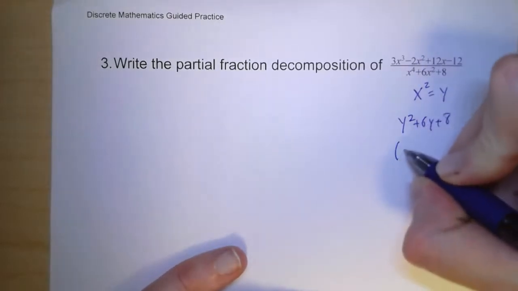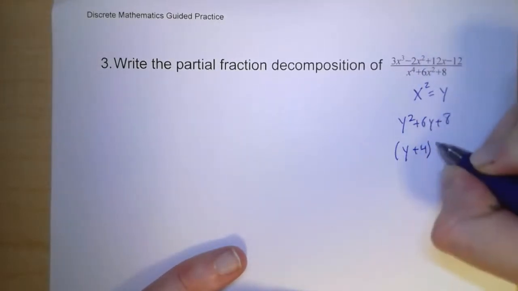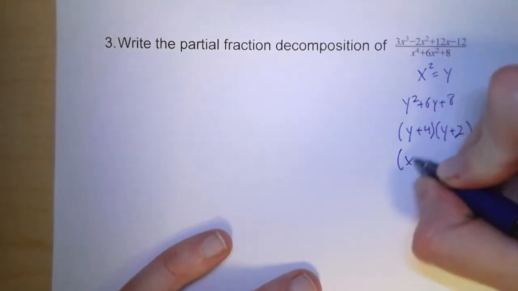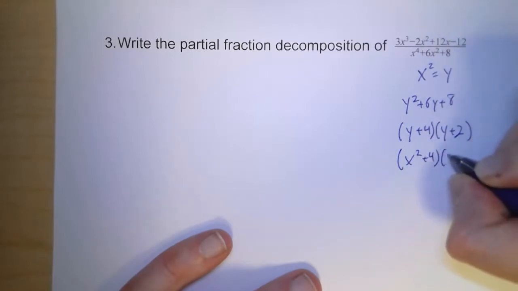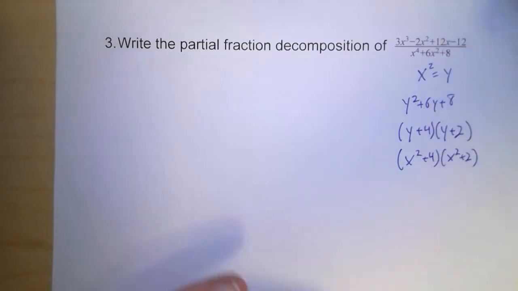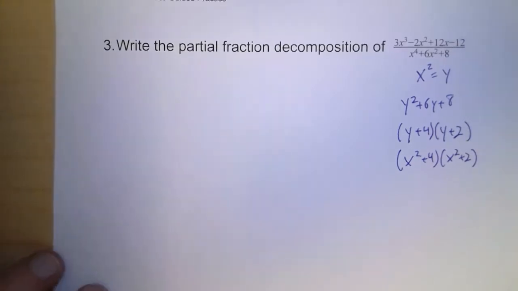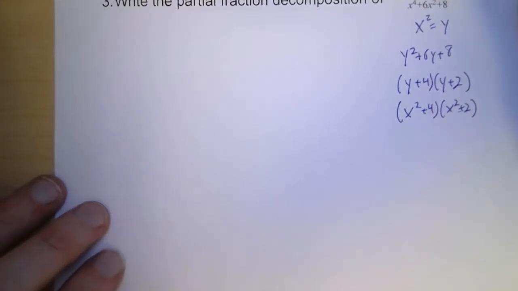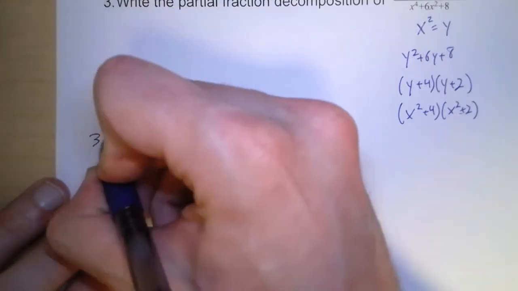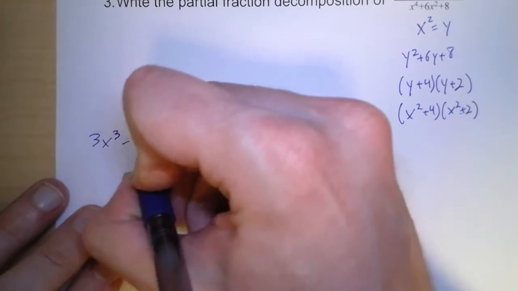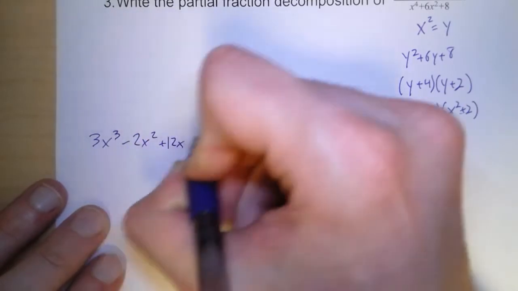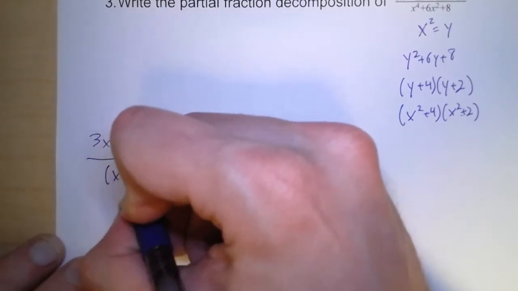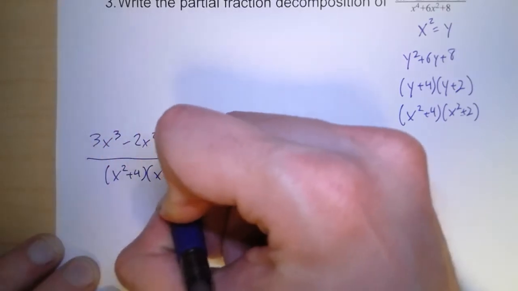This is going to be y plus 4 times y plus 2. And when we substitute back the x, we've got x squared plus 4, and we've got x squared plus 2. Now, neither of those can be factored down. Both of these are irreducibly quadratic. So when we write this out, we're going to have 3x cubed minus 2x squared plus 12x minus 12 all over, and then we have x squared plus 4 times x squared plus 2.